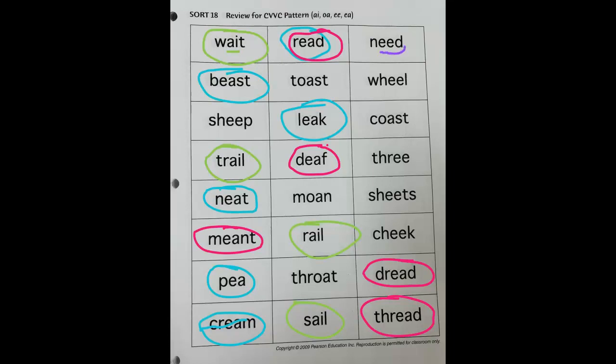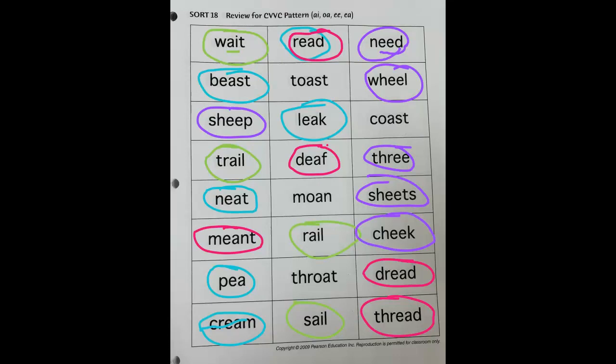Now our next pattern is EE, need. I need to take a walk. Need. Here's another EE, wheel. My car has a wheel on it. Sheep, EE. It makes the E sound. Three, EE. Sheets. How many sheets of paper? EE. And cheek. EE. So we have several EE words.